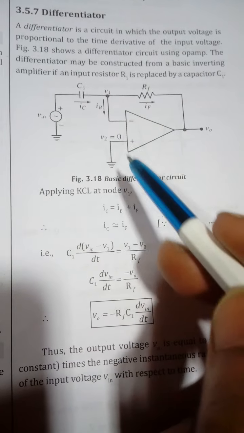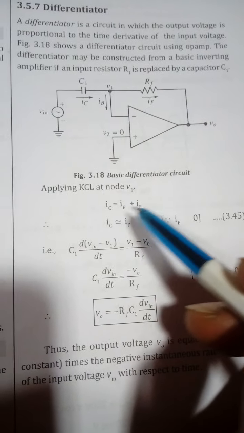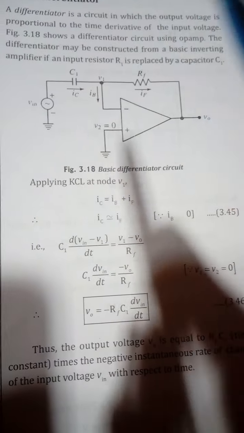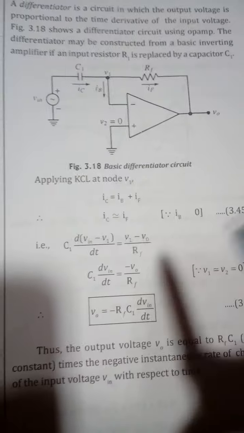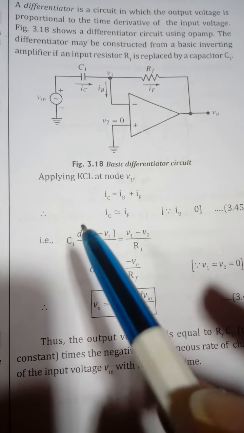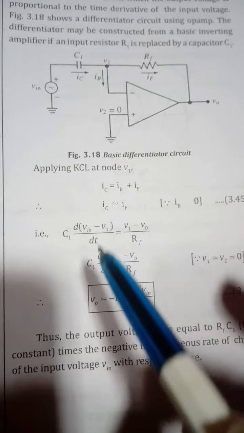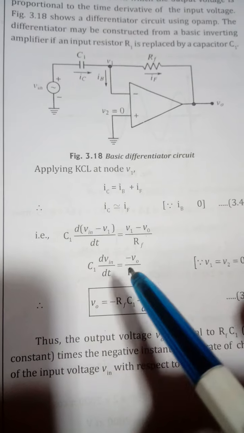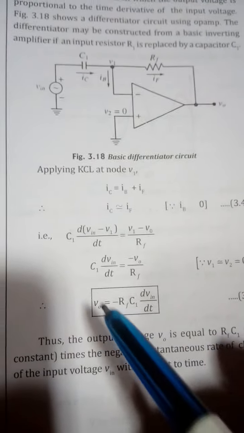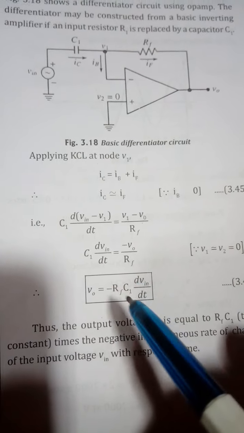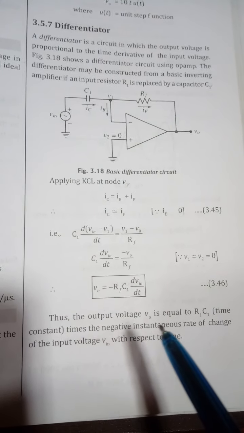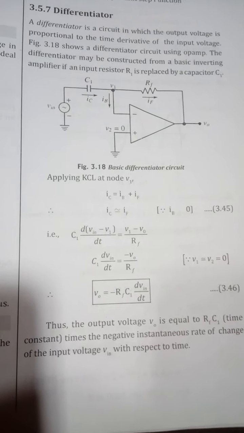Since the non-inverting terminal is connected to the ground, V2 remains 0. When you apply KCL at node V1, IC is equal to IB plus IF. Since IB is approximately 0, IC is approximately equal to IF. So C1 into d(Vin minus V1) by dt is equal to (V1 minus V0) by RF. C1 dVin by dt is equal to minus V0 by RF. Finally, V0 is equal to minus RF C1 into dVin by dt. Thus the output voltage V0 is RF C1 times the negative instantaneous rate of change of the input voltage Vin with respect to time.